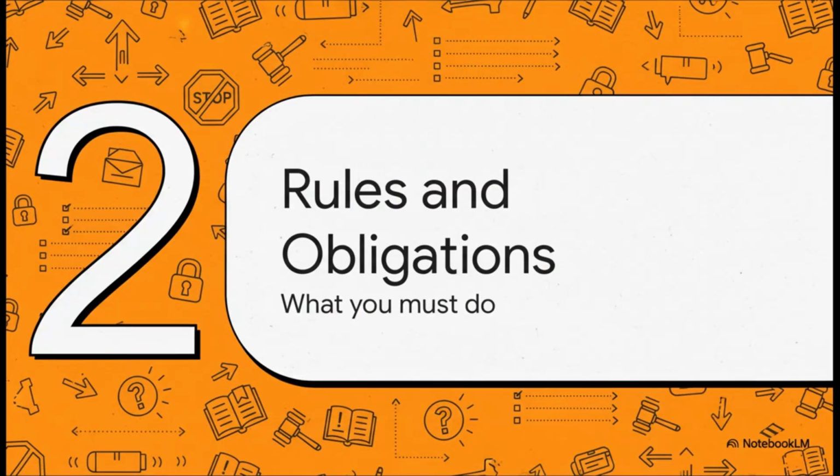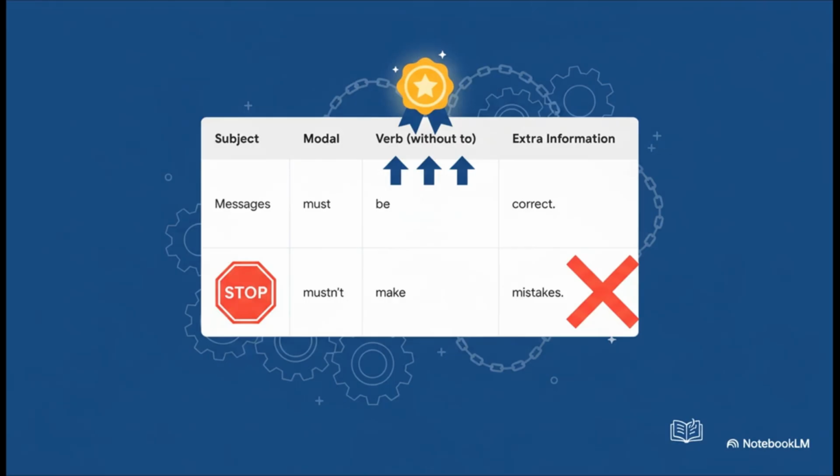Now that we've got ability covered, let's move on to our next section, rules and obligations. You know, all the stuff you have to do or absolutely cannot do. For those really strong obligations or important rules, we use must. For example, messages must be correct. That's not a suggestion, it's a rule. And the negative, mustn't, is a really strong no. It means something is forbidden. Like in, you mustn't make mistakes. That's a direct order not to do something.